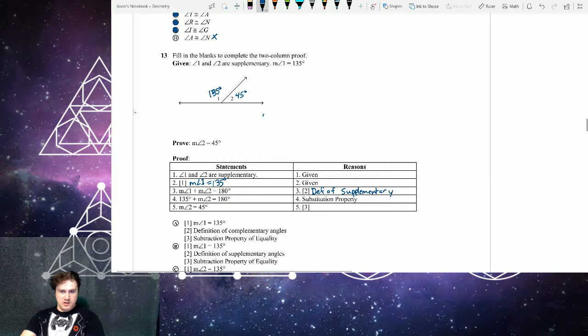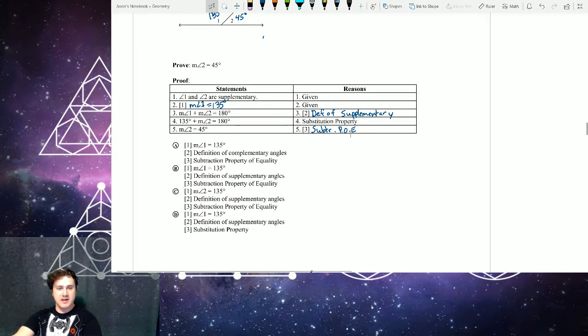And then we have the next one given to us where they substitute in 135. And the last part says measure of angle 2 is 45 degrees. They get that by subtracting 135 from both sides, so this is a subtraction property of equality. So now we just look at our answer choices, see which ones match out.